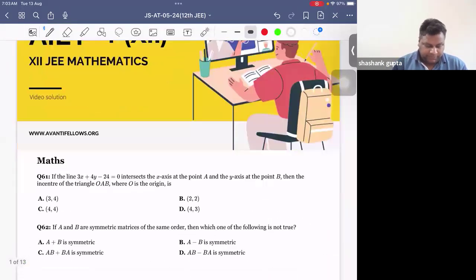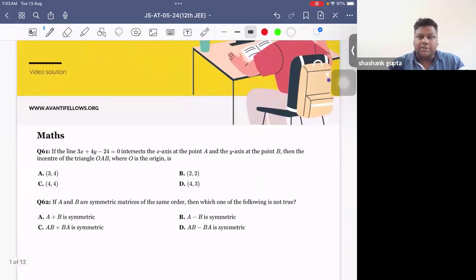So first of all, I'll talk about question number 2. Question number 1 is easy. The line intersects the x-axis at point A, the y-axis at point B. So A and B you can find out easily, like A will be 8 comma 0 and B will be 0 comma 6. And the third point is the origin. Now you just need to find out the incenter of the triangle, which is easy now.